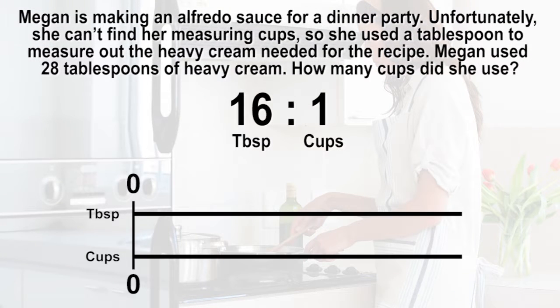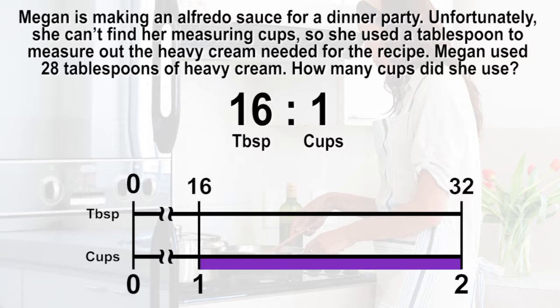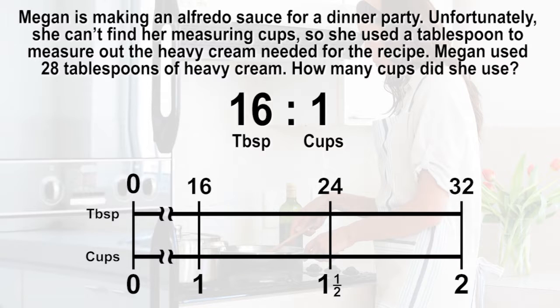With a double number line, we can make equivalent ratios for 16 to 1, showing tablespoons on top and cups on the bottom. We quickly notice that the next natural equivalent ratio of 16 to 1 is 32 to 2. This is greater than 28 and too large of a number for the amount that Megan used. We need to make some fractional portions between 1 and 2 cups. What if we divide between 1 and 2 cups in half?